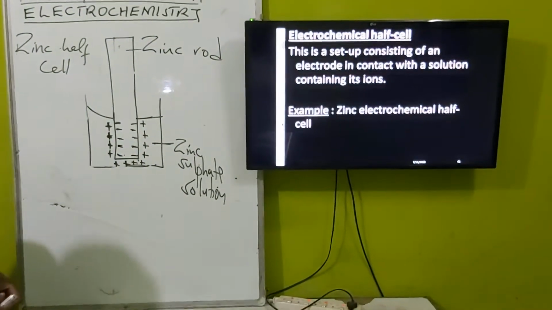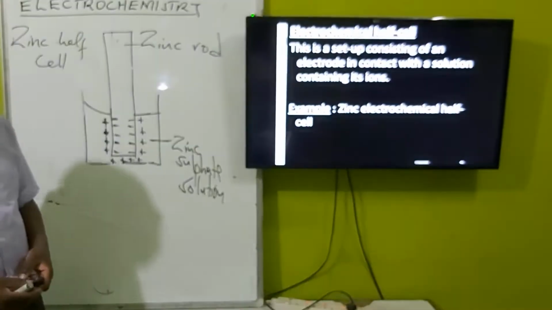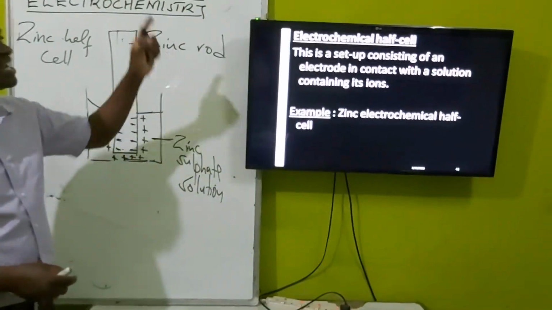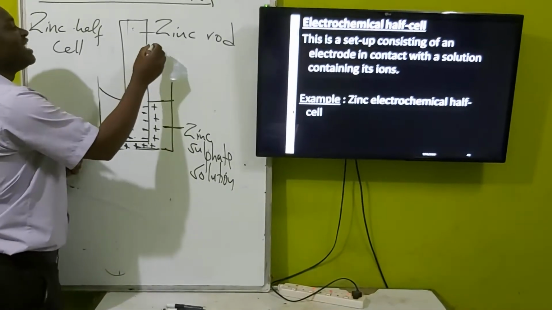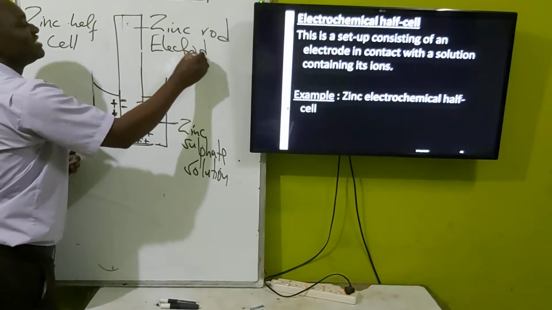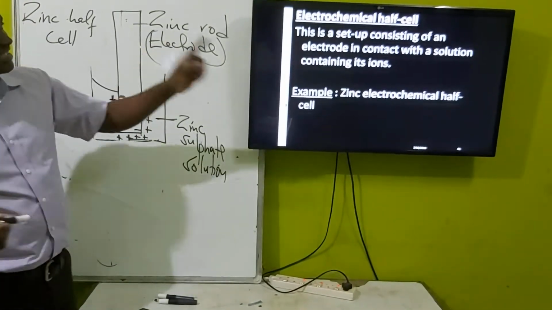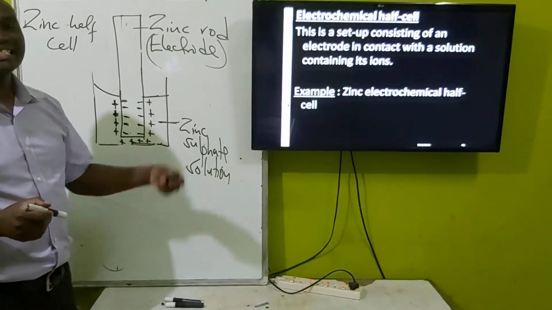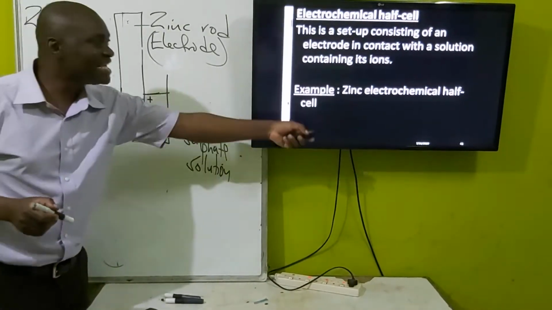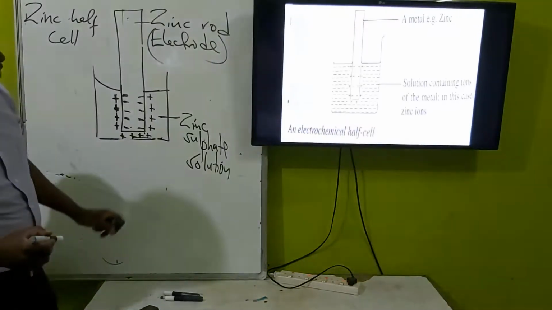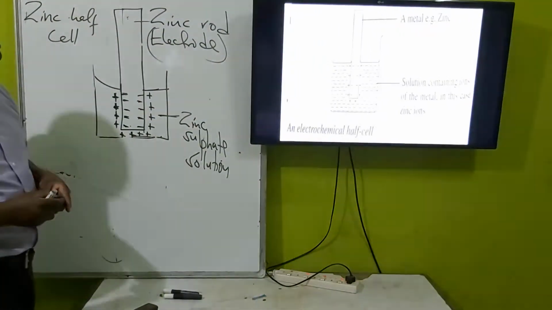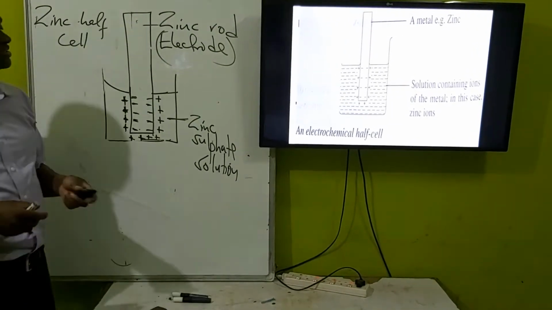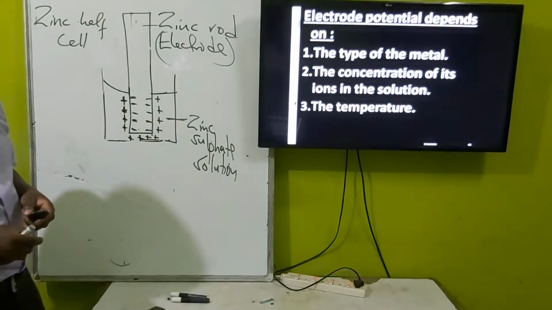Now, from there we come to what is called an electrochemical half-cell. An electrochemical half-cell is a setup consisting of an electrode, so this is a zinc electrode for example, in contact with a solution that contains its what? Ions. An example is the zinc electrochemical half cell, which we have there in that diagram. If that one is not clear, this one is much better. So that is an electrochemical half cell of zinc.